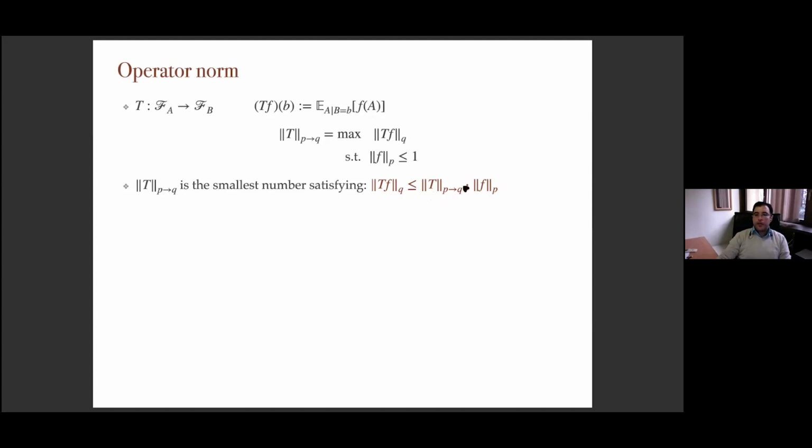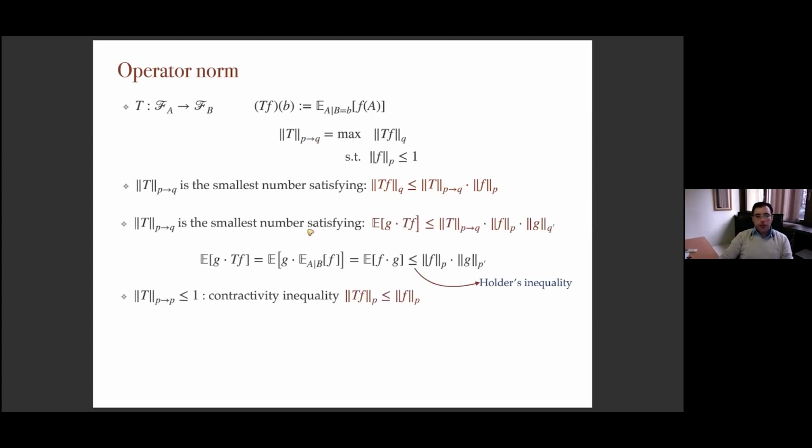And then we ask: what's the best number that I can put here, the best scaling constant, in such a way that the norm of the image is at most that scaling of the norm of F? So in the space of inputs I put the P norm, and in the space of outputs I put the Q norm, and then try to compare them with the best constant that I can put there. Okay, so that's the definition of the P to Q norm.